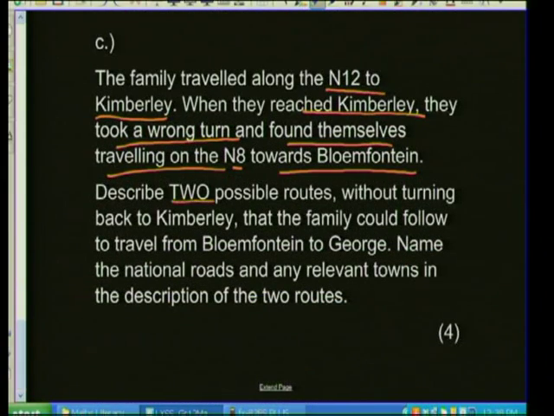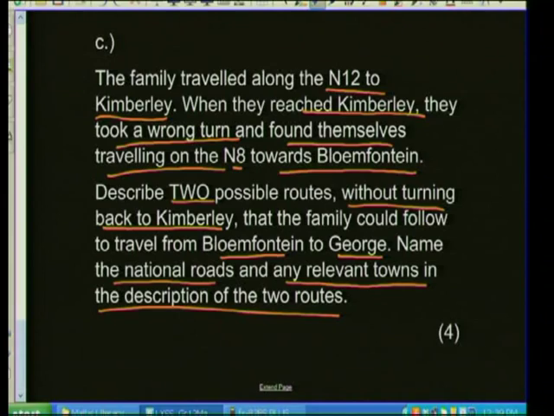Describe 2 possible routes without turning back to Kimberley that the family could follow to travel from Bloemfontein to George. Name the national roads and any relevant towns and description of the 2 routes. Now, when you're giving descriptions of a route, it's really important that you give us a lot of details. Your examiner needs to be able to follow your train of thought and use the road names. I don't want you to say, we're going to turn left. We're going to turn left onto the following road.